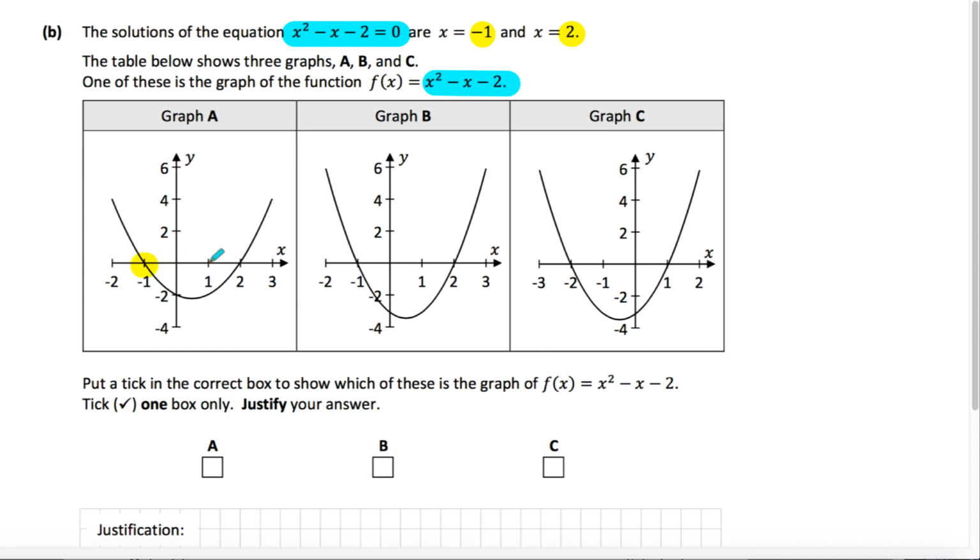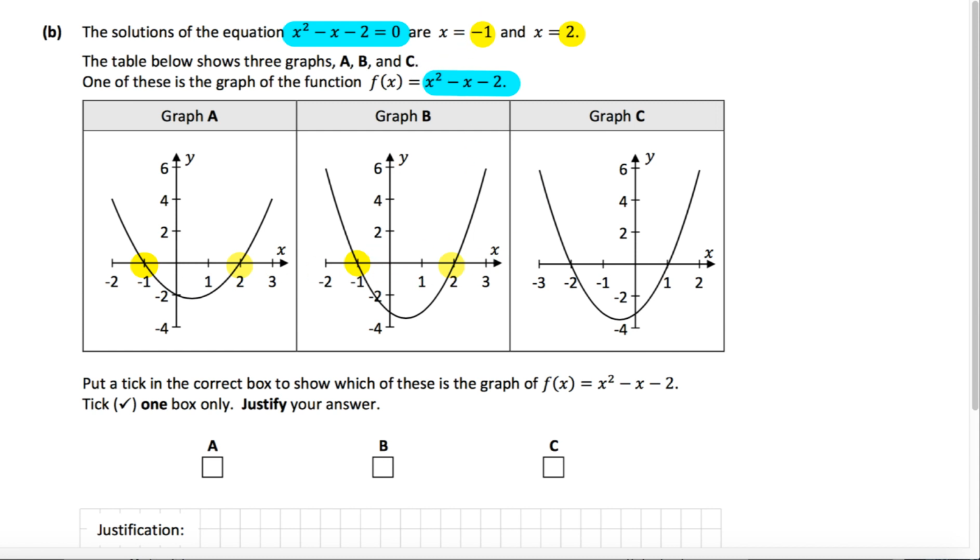So it could be graph A, but it could also be graph B, minus 1 and 2. It can't be graph C because the x-intercepts here are negative 2 and positive 1, which are not these. So it could be one of these 2.